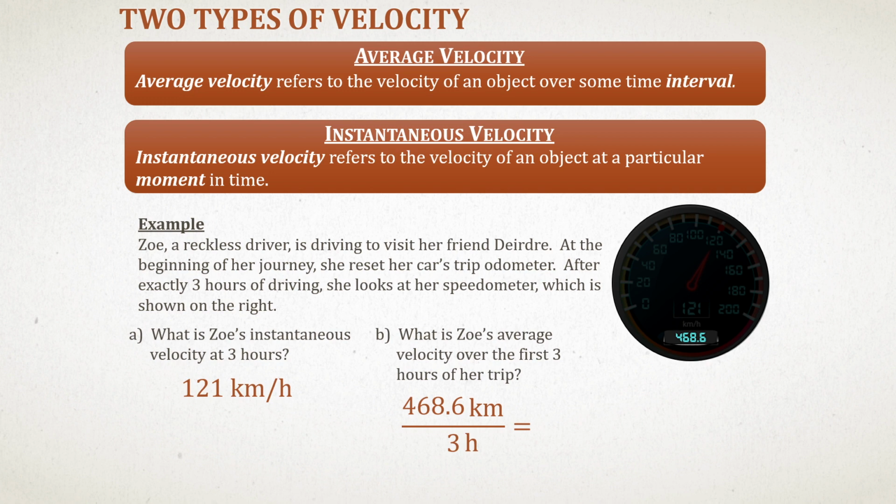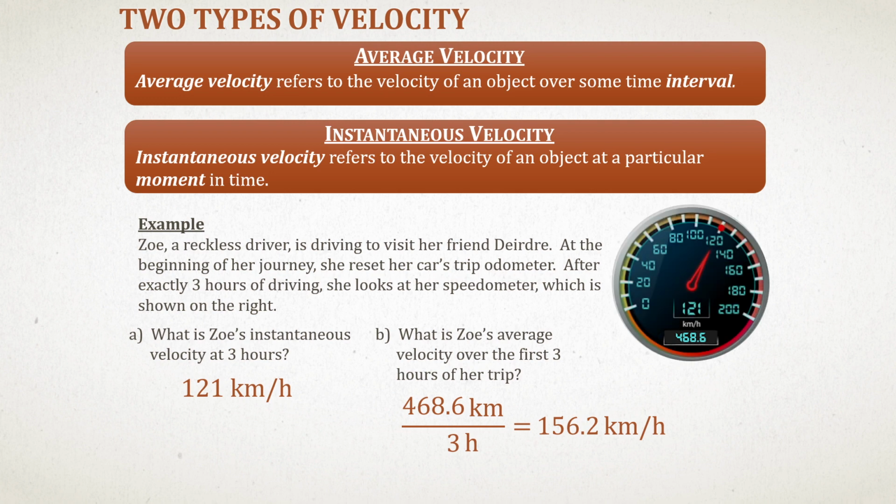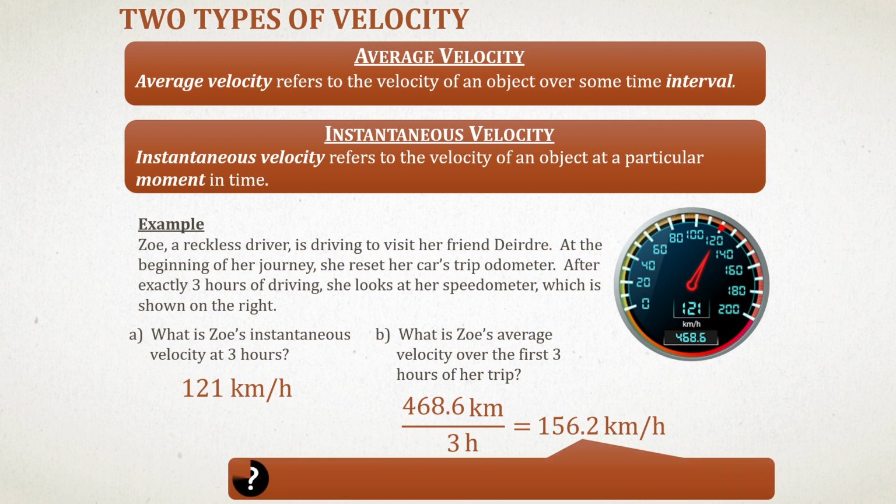So if we take that 468.6 kilometers and divide it by 3 hours, we get an average velocity of 156.2 kilometers per hour. And that's once again what we're going to say is in the positive direction because it's a positive value.